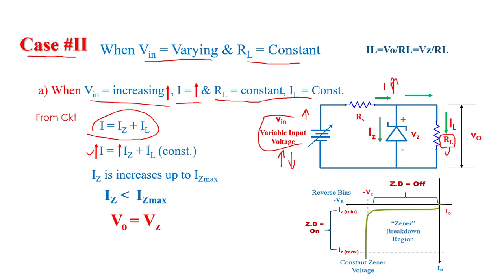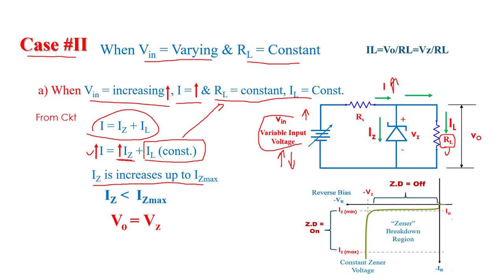IL is constant because RL is constant. Okay, so what about IZ? IZ is also increasing this time, up to IZ maximum.